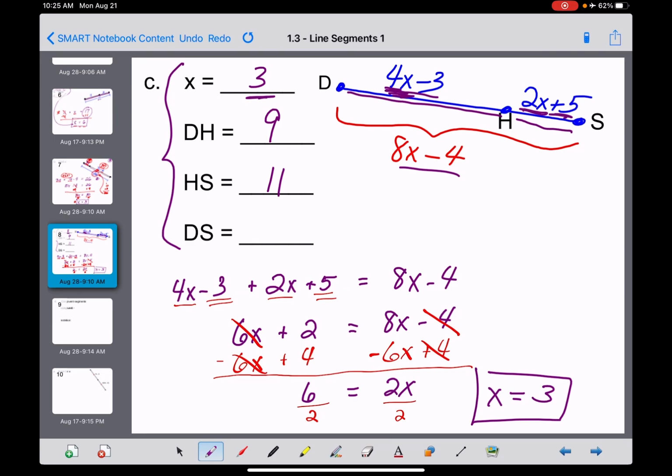Okay, and then let's finish this thing up here, guys. Let's check DS right here. If x is 3, 8 times 3 is going to be 24, and 24 minus 4 is going to be 20. And now ask yourself, do these 3 answers make sense relative to one another? Yes, they do, and I think you guys can see it. 9 plus 11 is going to equal 20. So that doesn't guarantee that we got this problem right, but it makes me feel like 99% confident that we're doing this one correctly.